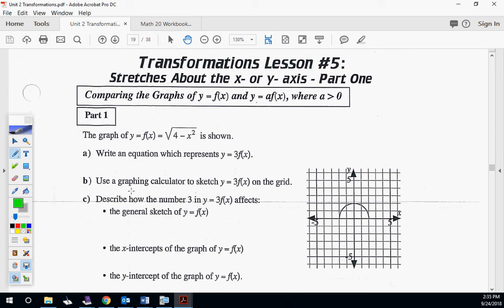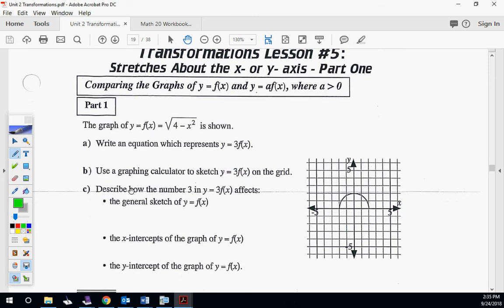So the main idea is understanding that we've gone from translations, left, right, up, down movement, to reflections over x and y axes. And now we're doing the shape of the graph actually changing in terms of stretching. We're going to stretch it horizontally and vertically. Okay, so we're going to look at both of those today.